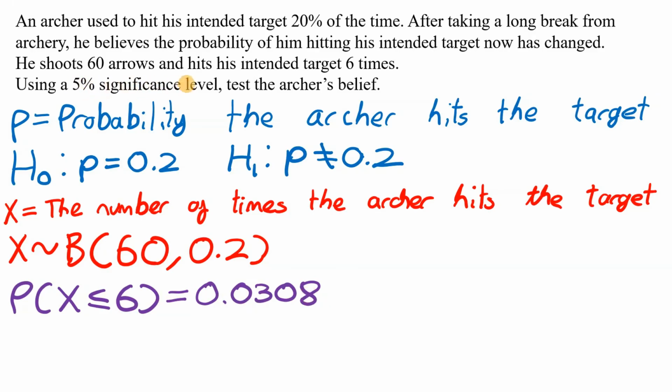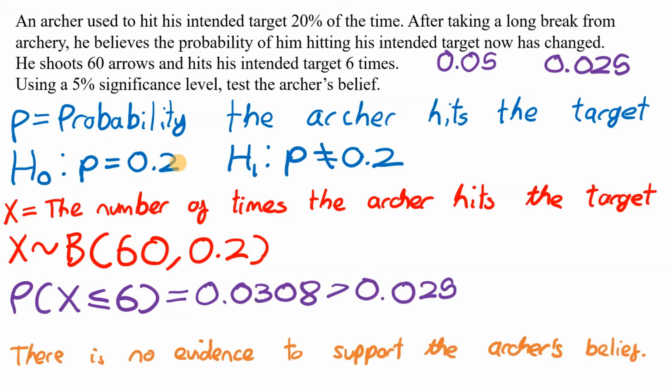Okay, now we need to compare this to the significance level. Now it's a 5% significance level, but remember this is a two-tailed test. If it was a one-tailed test, we would compare this value to 0.05 because it's a 5% significance level. However, this is a two-tailed test, so we halve the significance level for each critical region. So we're going to compare this to 0.025, and 0.0308 compared to 0.025, this is bigger than 0.025, so therefore we cannot reject the null hypothesis.